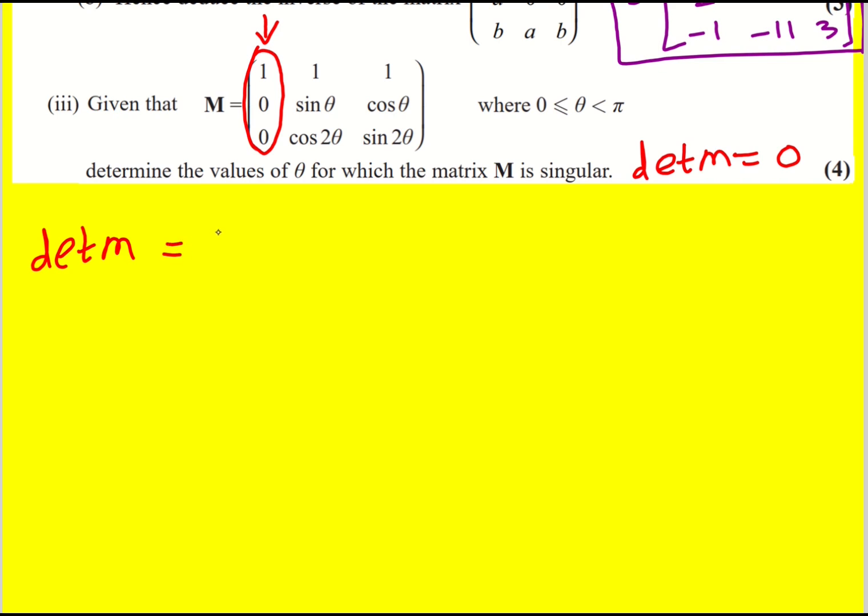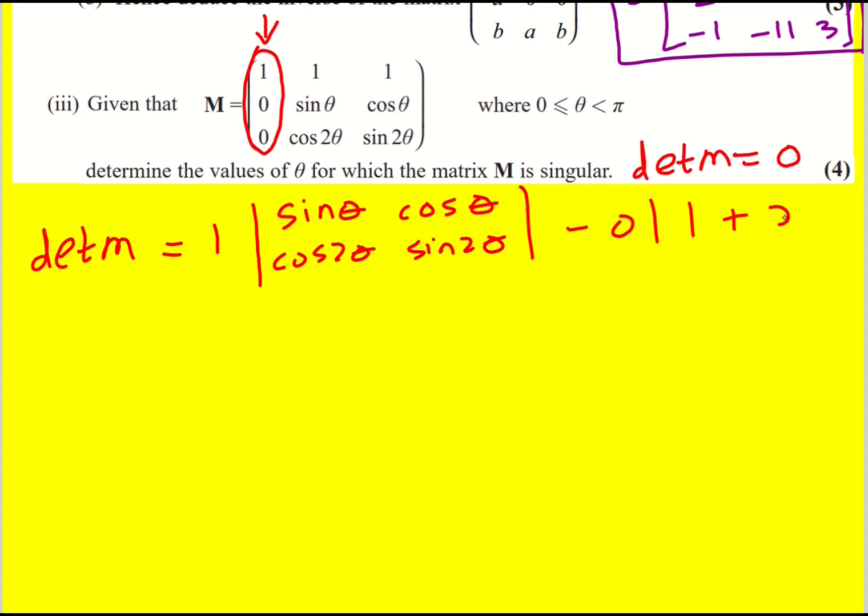So the determinant of M is going to equal 1, and then we find the determinant of sine theta, cos theta, cos 2 theta, and sine 2 theta. And that's it, because then we get minus 0 times some determinant plus 0 times some determinant. They're not going to come into it. Whereas if you expand along this row, which is quite often what people do, then you're just going to get these extra terms, and they're going to become 0 as well, but it's just going to require more effort. So by all means do it, but I would say try and spot the best row or column to expand by, because you can do any of them.